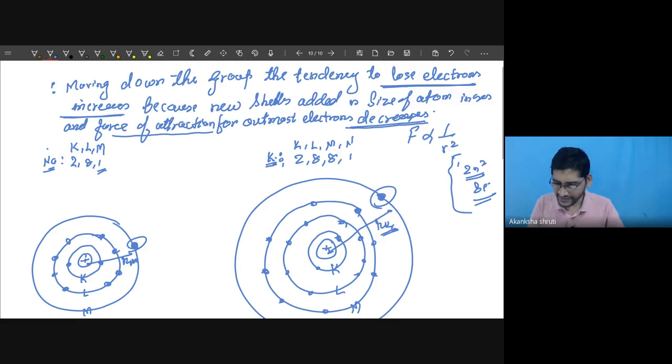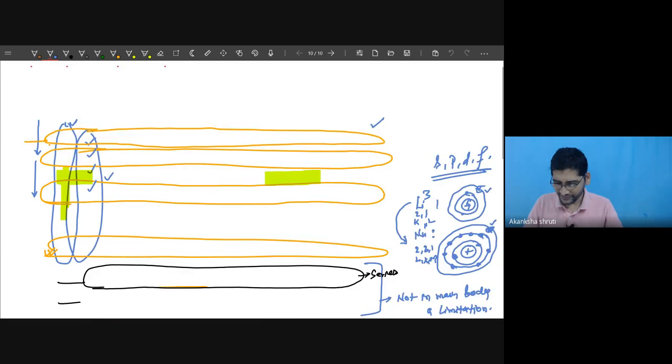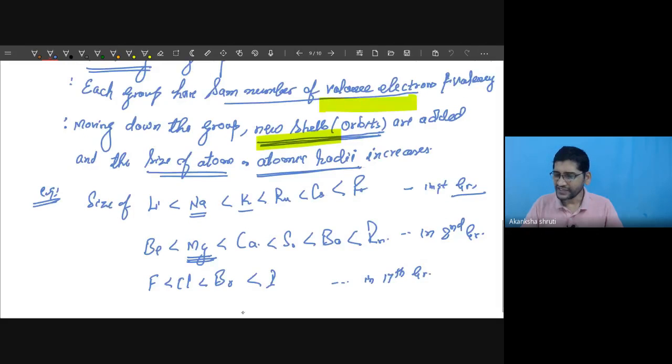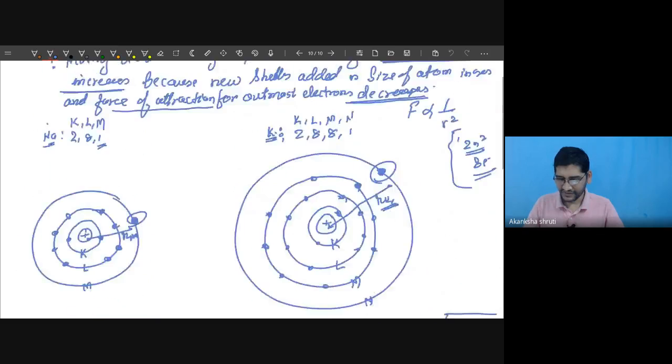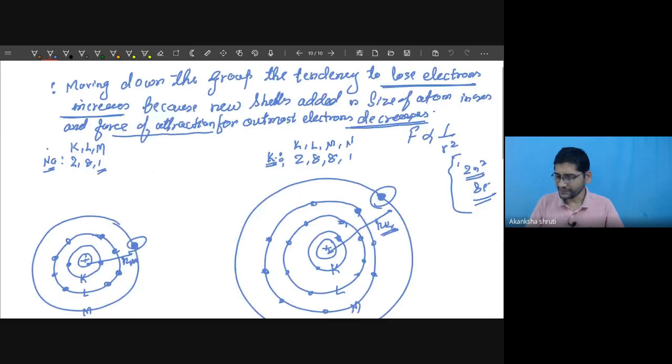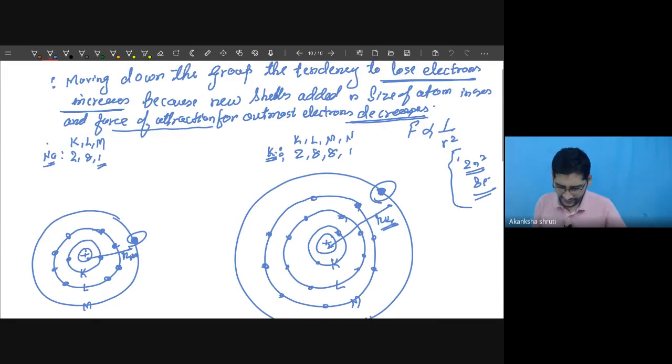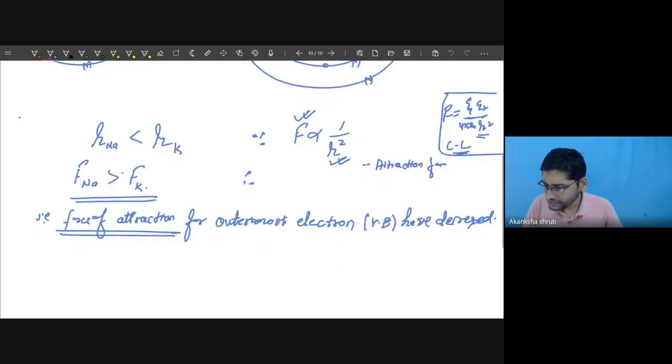So students, understand this. Everything is in these two things only. One is adding a new cell, and another is the result of the new cell. What is going to happen to the size? Because of that size, the force between the nucleus and electrons changes. So considering those things, we can answer each and every concept. So here we have written: the force of attraction for the outermost electron has decreased.